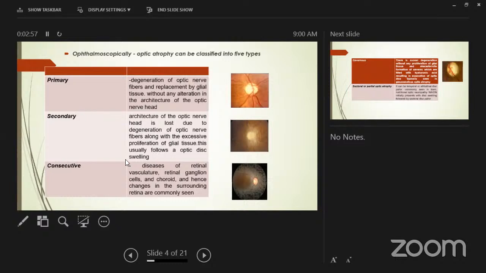In the consecutive type, there are diseases of the retinal vasculature, retinal ganglion cells, or the choroid, so there will be surrounding changes in the retina. For example, in retinitis pigmentosa, we get bony speckles in the periphery, as well as a pale waxy color of the optic disc.